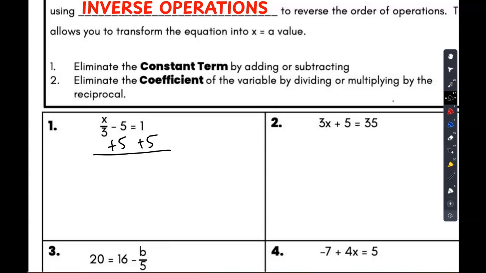Alright, we've got x divided by 3. So we've got x over 3. Alright, that's going to cancel out. And then we've got 1 plus 5, which is 6. Alright, next, we're going to do the opposite of dividing by 3, which is multiplying by 3. Okay, I'm going to multiply by 3 on both sides. Okay, the 3's are going to cancel out. X over 1 is x, and so x is equal to 6 times 3, which is 18.